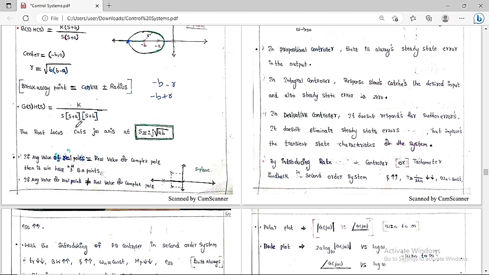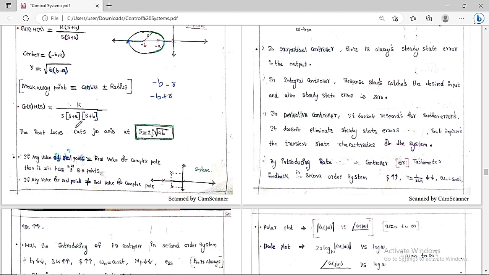So therefore we can say the actual standard procedure to get the points where the root locus is going to cut the imaginary axis is: first write the characteristic equation 1 plus G(s)H(s) equal to 0, and with the help of the RH table figure out the K marginal, keep this K marginal in the auxiliary equation and get the value of s. At these points the root locus is going to cut the imaginary axis. That is the actual procedure.